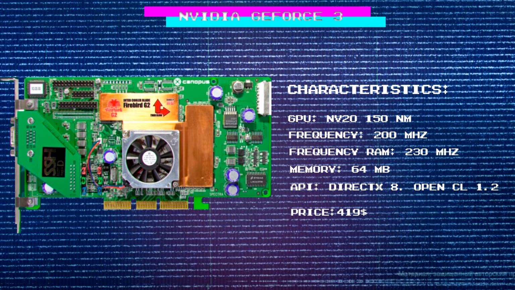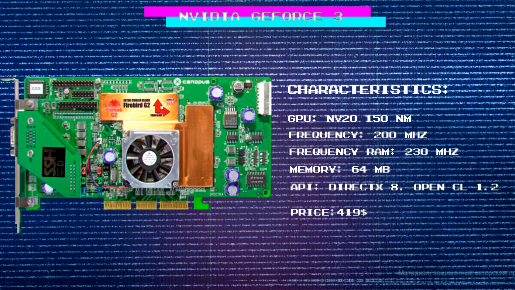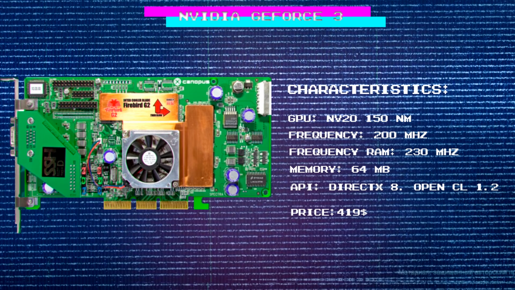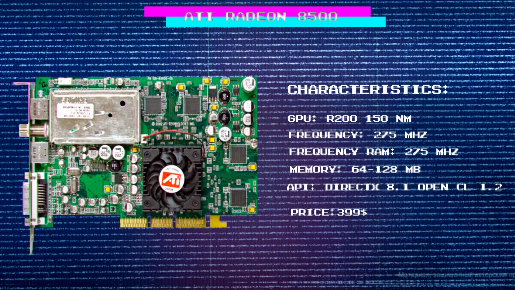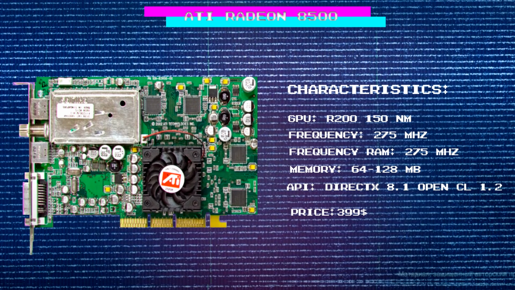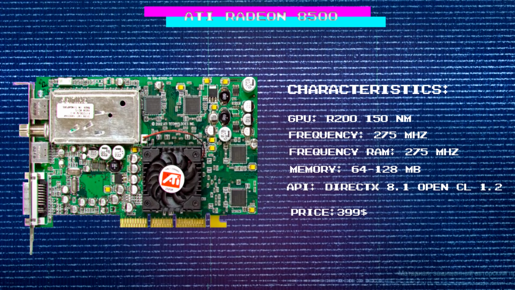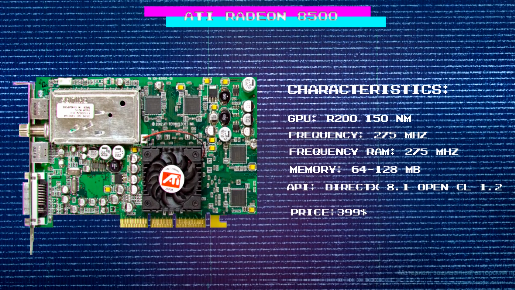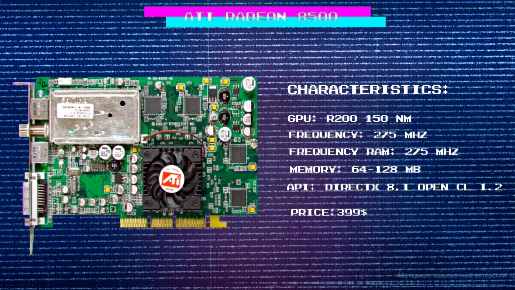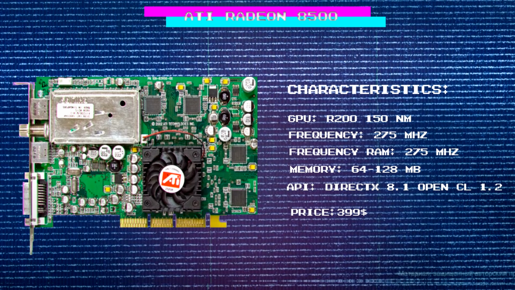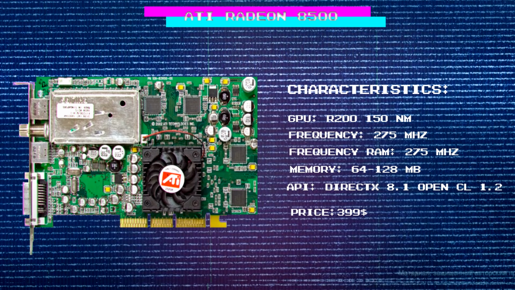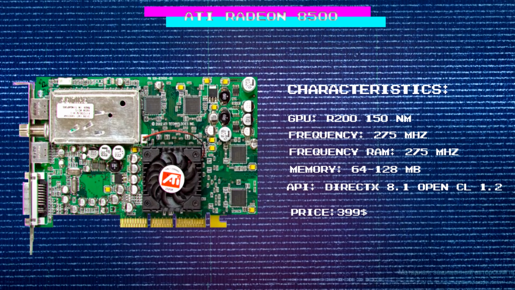The rival of the NV20 was the R200 chip. The high-end segment based on the R200 was the Radeon 8500 graphics card. Initially, it came with 64 MB of DDR or SDRAM, but a bit later 128 MB solutions appeared. The graphics accelerator had a 128-bit memory bus. The core and memory frequencies were 275 MHz.